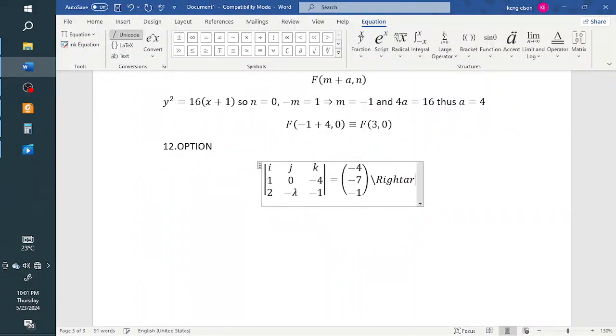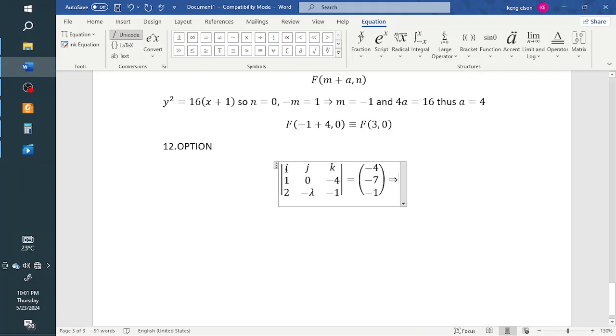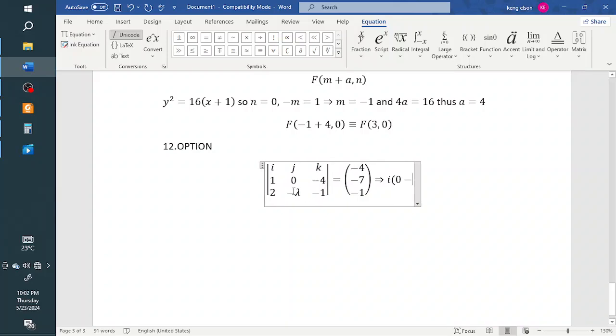Let's just do the cross product directly. If we keep i, we are covering the first row and the first column here, so we are left with this 2 by 2 matrix, and we find the determinant. 0 times negative 1 is 0, minus negative lambda times negative 4 is 4 lambda.